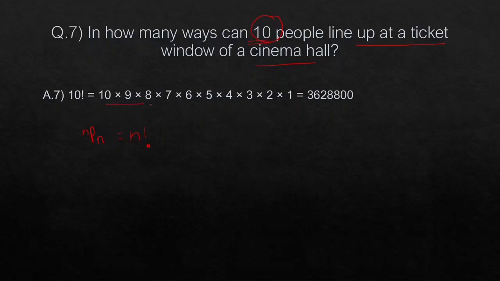And obviously repetition cannot occur, because no person can take 2 places at one time, 2 or more than 2 places. One person will stand at one place itself. That is the reason why we use here n factorial, which is 10 factorial, because n is equal to 10, and hence the answer.